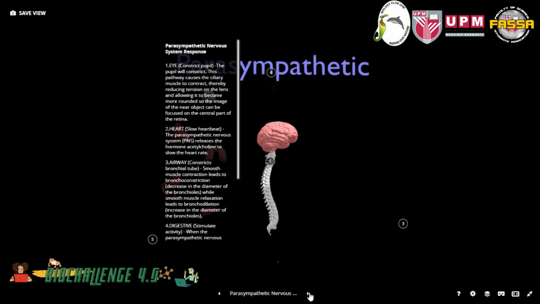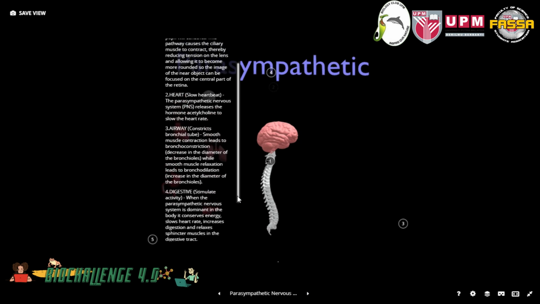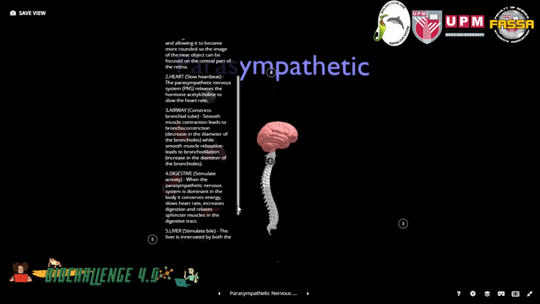Next, we go to the airway. It will constrict the bronchial tube. Smooth muscle contraction leads to bronchoconstriction, which is the decrease in diameter of the bronchioles, while smooth muscle relaxation relates to bronchodilation, the increase of the diameter of the bronchiole. Next, we go to the digestive system. It will increase the activity of the digestive system. When the parasympathetic nervous system is dominant in the body, it conserves energy, slows the heart rate, increases digestion, and relaxes the sphincter muscle in the digestive tract.